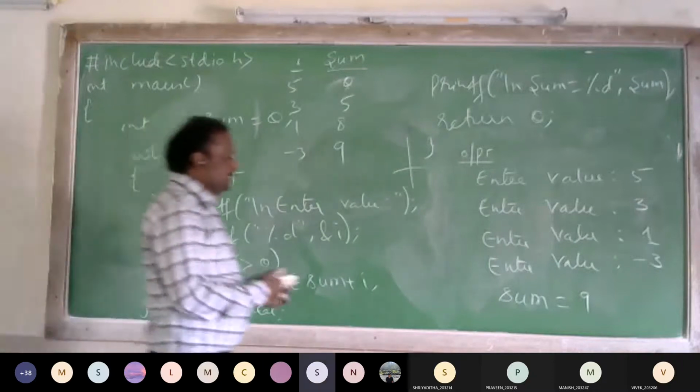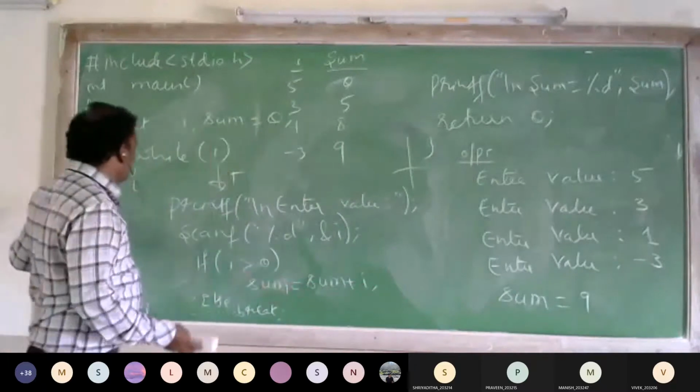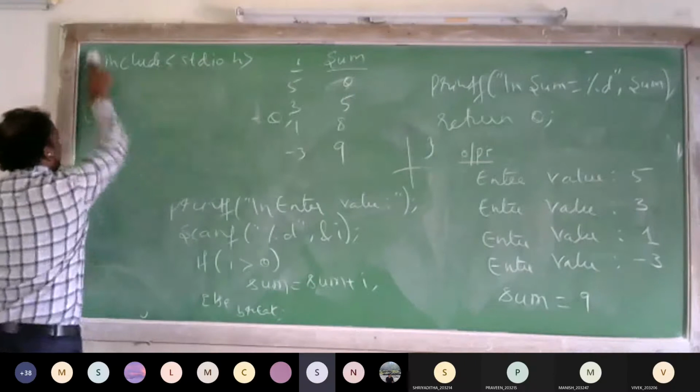So this is 5 plus 3 is 8, 8 plus 1 is 9. Now we shall see another program to understand the usage of break.